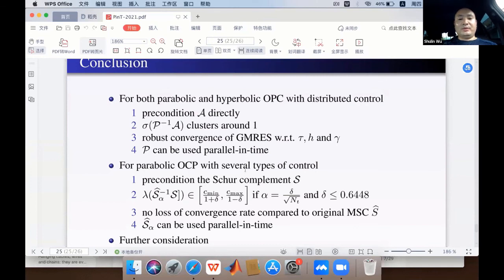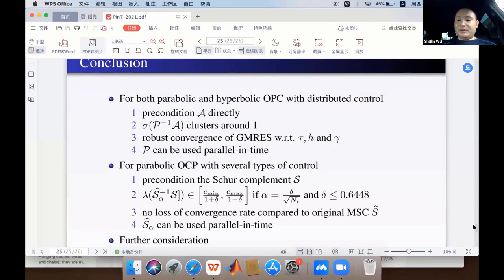For the parabolic OCP with several types of control, we cannot precondition A directly, and we should precondition the Schur complement S. And we can prove the preconditioned matrix satisfies this relationship if the parameter alpha changes adaptively with respect to the number of time steps. And it means if we use a suitably small parameter alpha, we can expect no loss of convergence rate compared to using the original matching Schur complement preconditioner. And again, the new preconditioner can be used parallel in time.